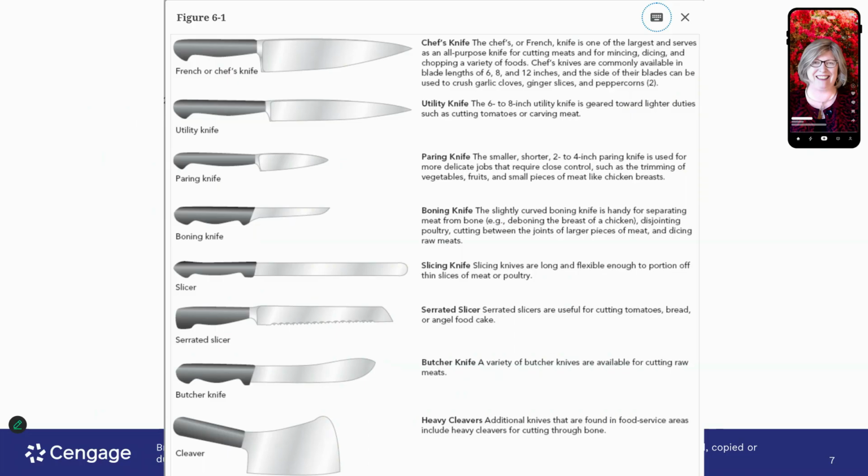Here is an image that's got quite a few different types of knives. I won't read all of this to you, but it's in your book, figure 6-1. The most common knife you'll see in a kitchen would be a chef's knife. This is an all-purpose knife for cutting meats and vegetables, and it comes in different lengths. You can use the side of the blade also for crushing garlic cloves, things like that. At the bottom of the image, you have a cleaver, which is heavy enough to go through bone.